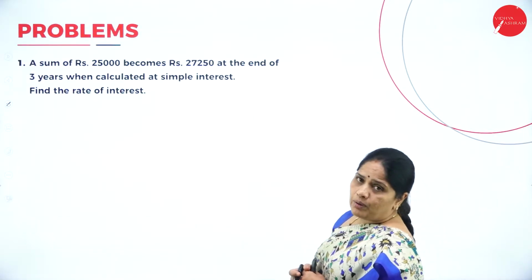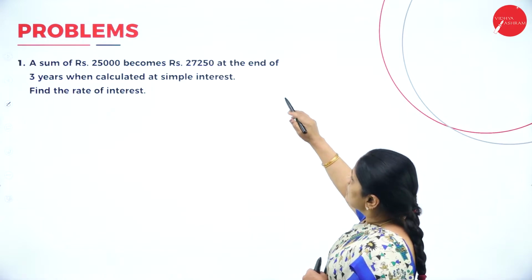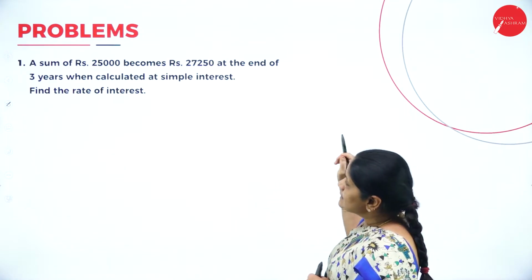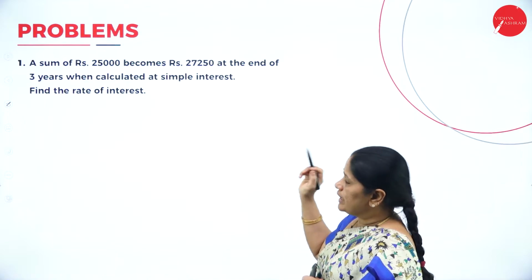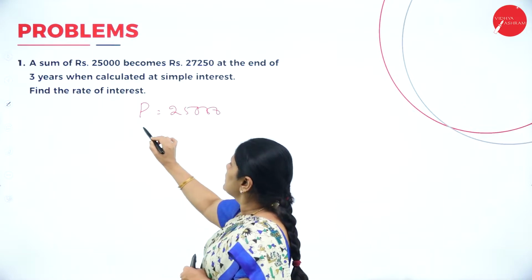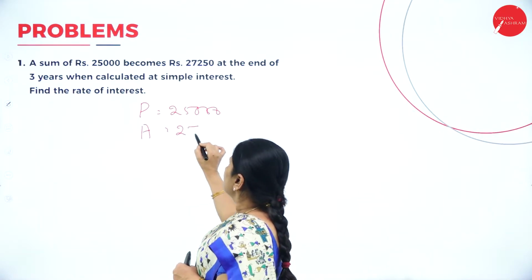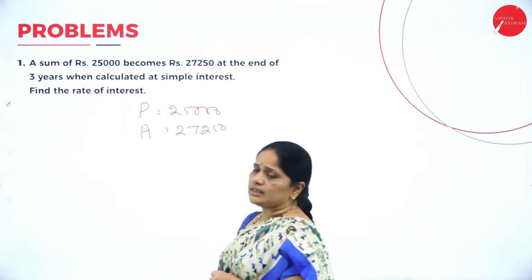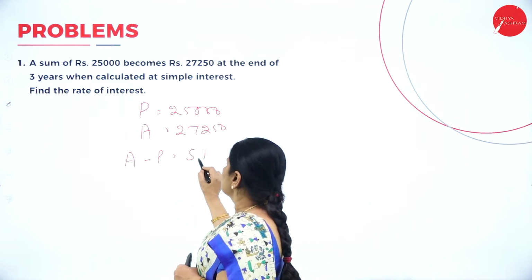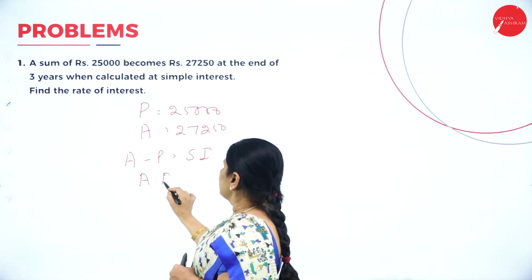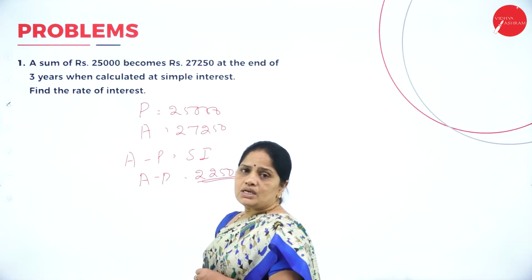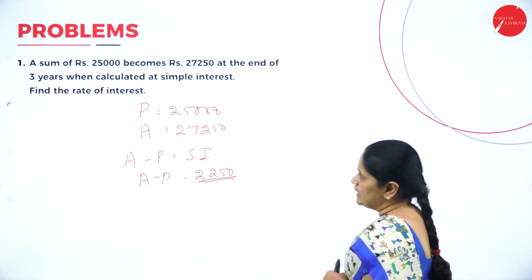Then, here we have a problem. A sum of rupees 25,000 becomes 27,250 at the end of 3 years when calculated at simple interest. Find the rate of interest. Now, what is given here? P equals 25,000 and A equals 27,250. Now, what is the difference between A minus P? A minus P equals simple interest. So, A minus P equals 2,250 rupees.